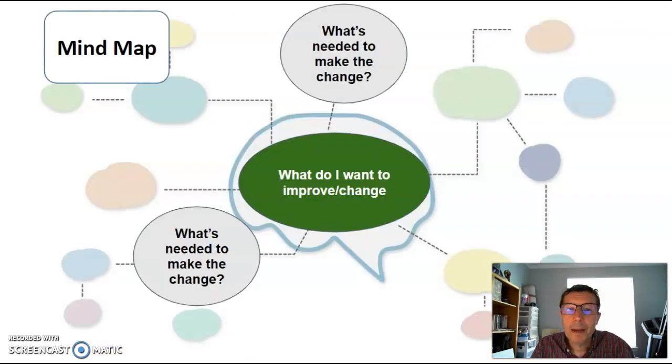Next is the mind map. With the mind map, you start out with: what do I want to actually improve or change? This comes from your needs assessment. And then what is needed to make that change, and how do those various things needed to make the change interact with me being able to get the change accomplished?